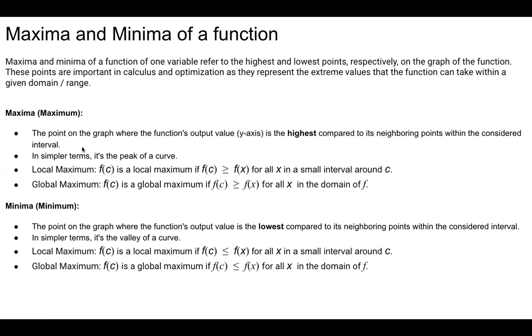Minima is just the opposite. It's a point in the graph where the function's output value is the lowest compared to its neighbors within the considered interval. Again, it's local minima within the small interval where f of c is less than or equal to f of x for all the values of x within the given interval, and it is global when f of c is less than all the values of x in the domain, the entire values that x can take.